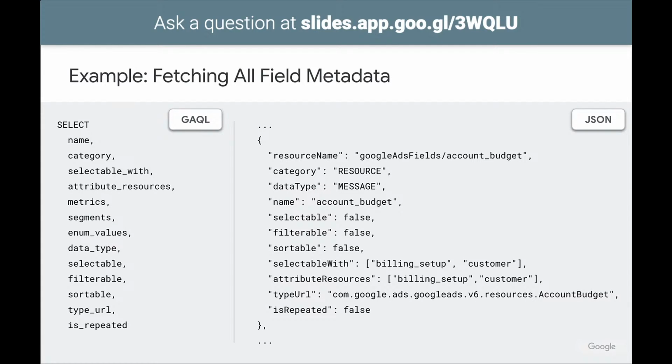And this is something that I haven't touched on yet. As it turns out, not all fields are selectable with other fields. This comes into play a lot with segments and metrics. If you put certain fields into your select clause, other fields then become unselectable in your select clause, so they don't work together. So we also have the attributed resources, which we've talked about before, type URL, and whether it's a repeated field.